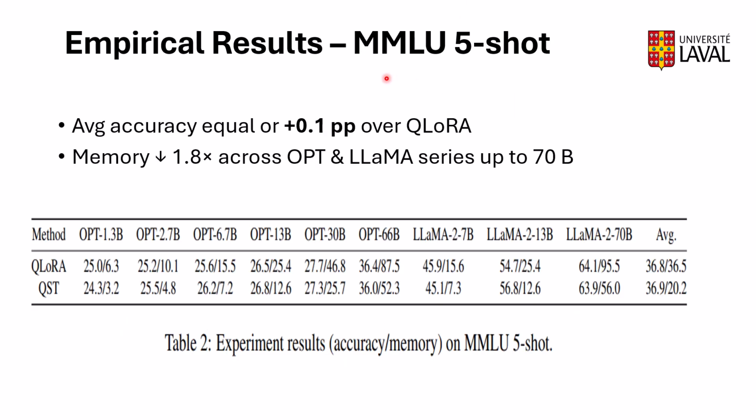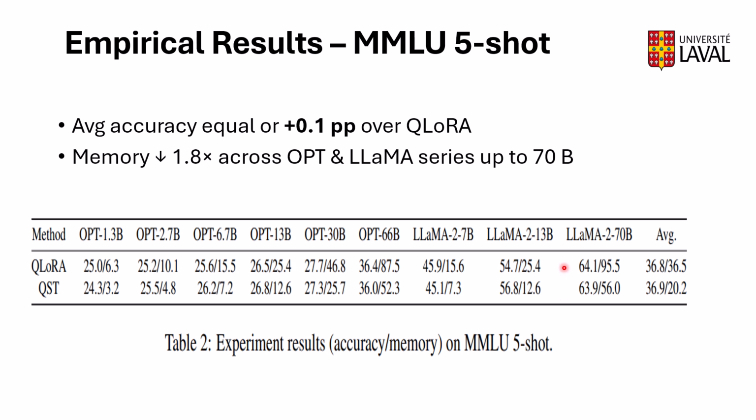Here are the results on the MMLU 5-shot benchmark across both OPT models and Llama 2 models. On average, QST matches or slightly outperforms QLoRA with a 0.1 percentage point gain overall. For example, if you look at the Llama 2 70 billion model, QST reaches 63.9 accuracy versus 64.1 for QLoRA, virtually the same.